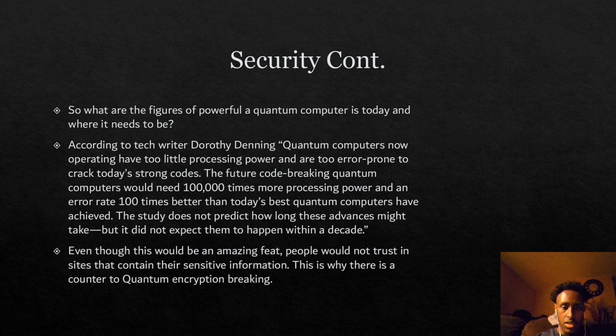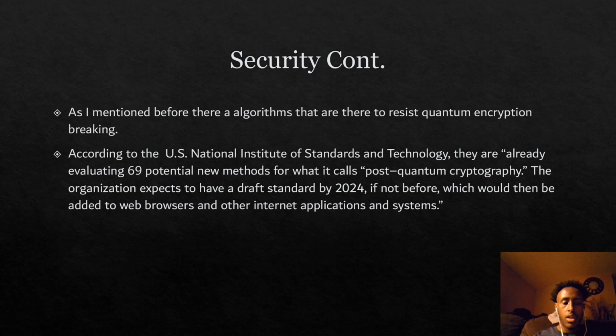This study does not predict how long these advances might take, but it did not expect them to happen within a decade. Even though this would be an amazing feat, people would not trust in sites that contain their sensitive information. This is why there is a counter to quantum encryption breaking. As I mentioned before, there are algorithms that are resistant to quantum encryption breaking. According to the US National Institute of Standards and Technology, they are already evaluating 69 potential new methods for what is called post-quantum cryptography. The organization expects to have a draft standard by 2024, if not before, which would then be added to web browsers and other internet applications and systems, and also would be pretty profitable.